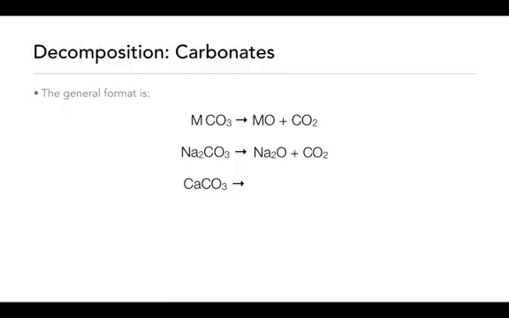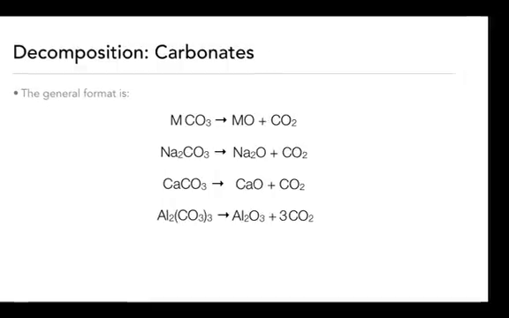In our next example, we have calcium carbonate. Calcium carbonate, when it decomposes, is going to produce calcium oxide and carbon dioxide. Notice the pattern. We have a metal carbonate producing metal oxide and carbon dioxide gas. Our third example, we have aluminum carbonate. A little more complex in writing out and balancing it, but as long as you're balancing the compounds' formulas properly, you're not going to run into a problem. We see aluminum oxide, or metal oxide, and carbon dioxide gas.